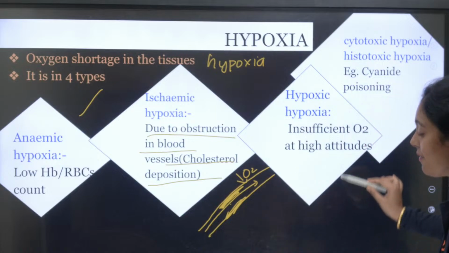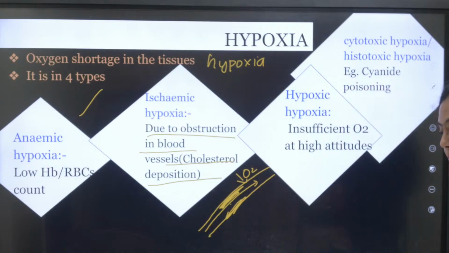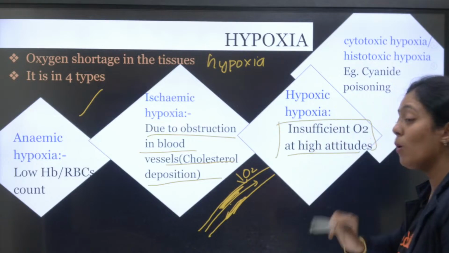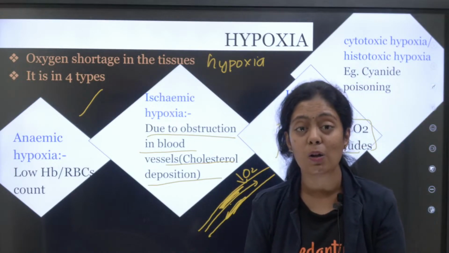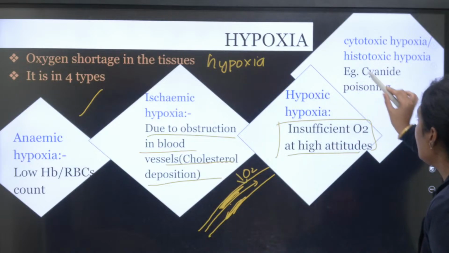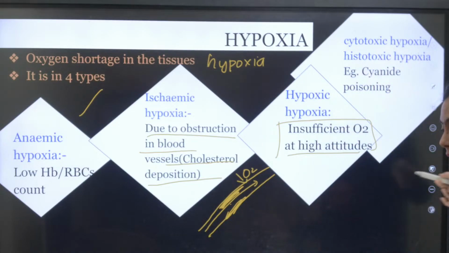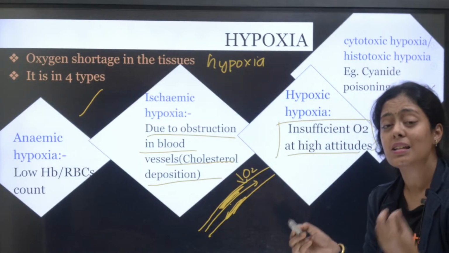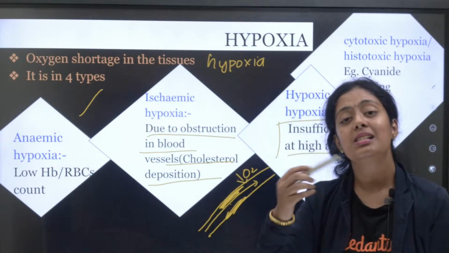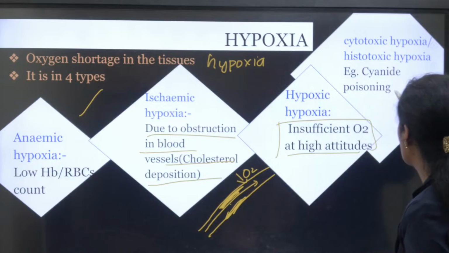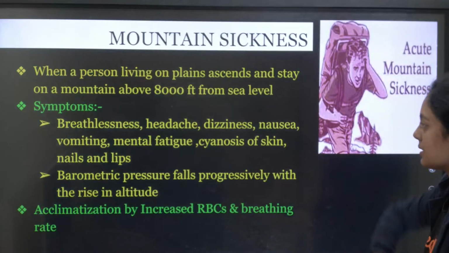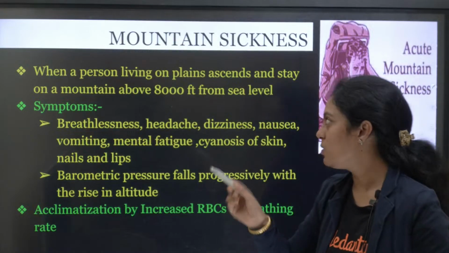Okay, next you have hypoxic hypoxia. Okay, it is insufficient oxygen at higher altitudes. நீங்க எப்போ மவுண்டன் ரீஜன்ஸ் எல்லாம் கிளைம் பண்றீங்களோ அப்போ வந்து altitude sickness நடக்கும். அத பத்தி நம்ம நெக்ஸ்ட் படிக்கலாம். Okay, then you have cytotoxic hypoxia or histotoxic hypoxia that is going to affect your cells and tissues. Histo means tissues, cyto means cells. Okay, so that is caused due to cyanide poisoning. Okay, yes. Mountain sickness, altitude sickness ன்னு சொல்லுவோம்.